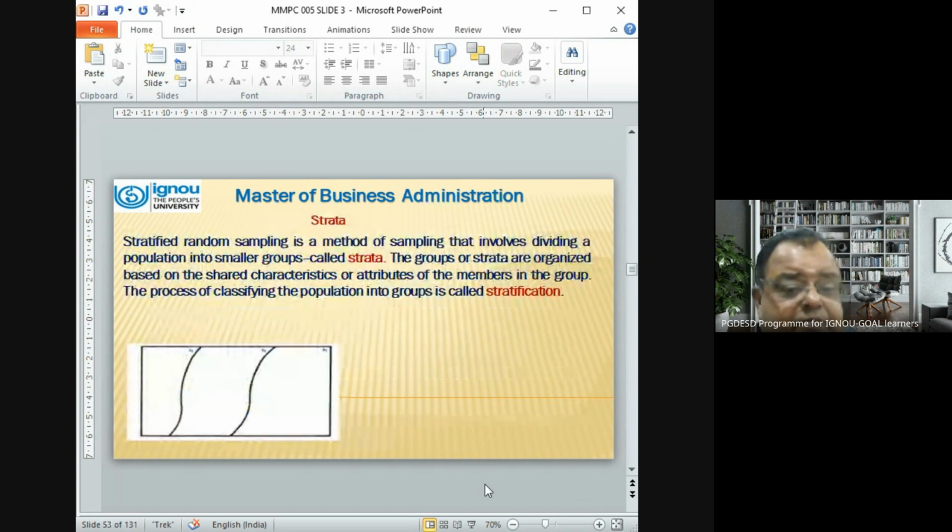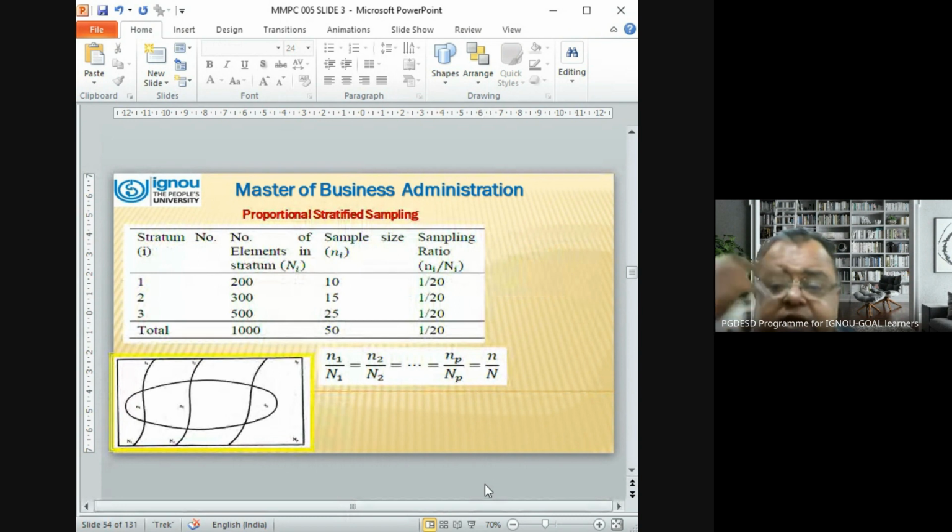Now see what is actually meant by strata. Stratified random sampling is a method of sampling that involves dividing a population into smaller subgroups called strata. The groups of strata are organized based on the shared characteristics or attribute of the members in the group. The process of classifying the population into groups is known as stratification. Now, what actually we are doing?